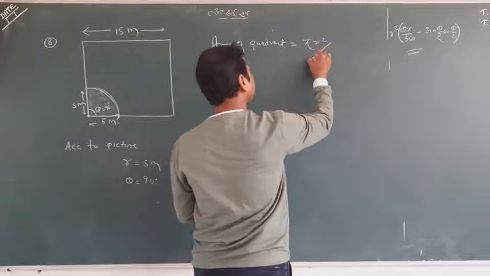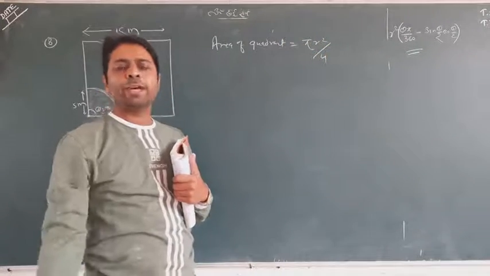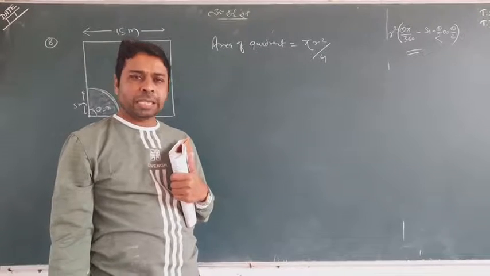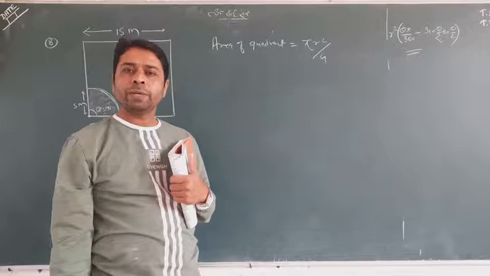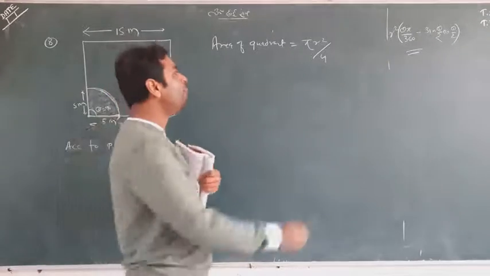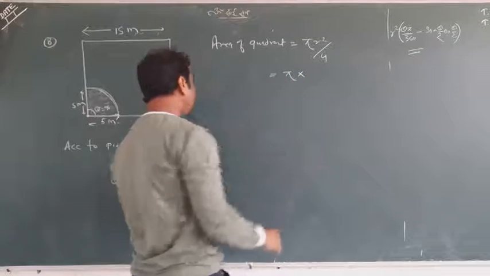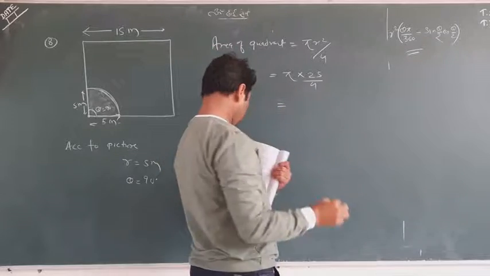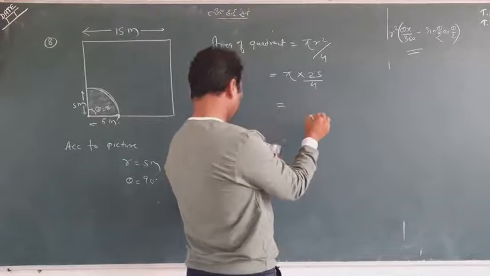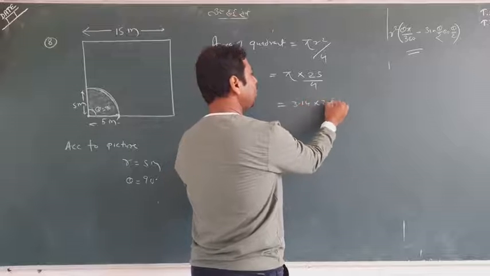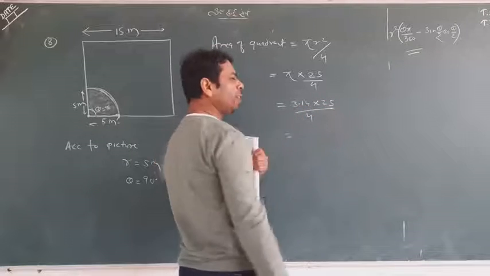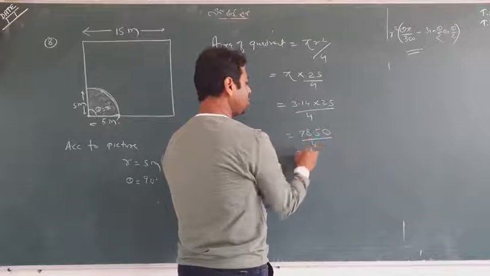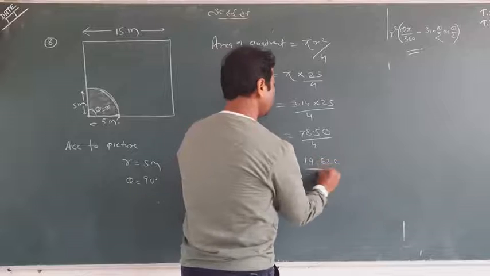So what is the area of a quadrant? You know it, pi r square upon 4. I don't want to use the area of sector like pi r square into theta upon 360. It can be used, but this is simple. Whenever theta equal to 90 is given, you can use this formula. Put the values, guys. Radius is 5 centimeters, 5 times 5 is 25 upon 4. You can put the value 3.14 into 25 upon 4. You can calculate all the values like that and like that.